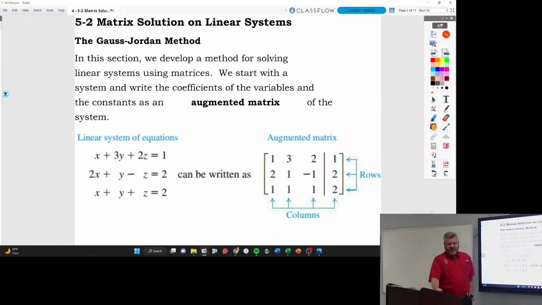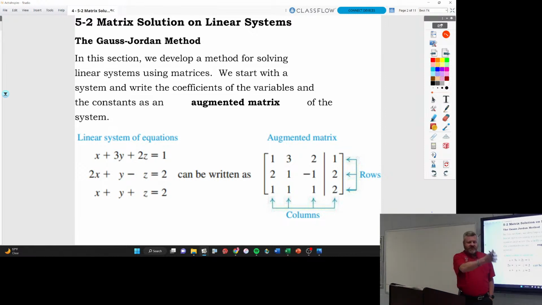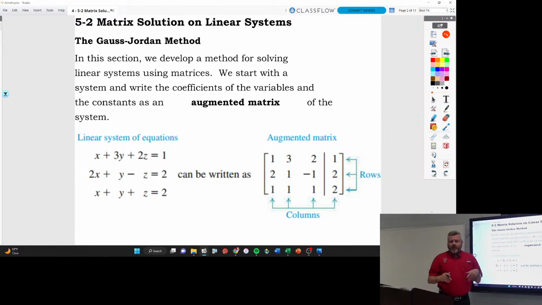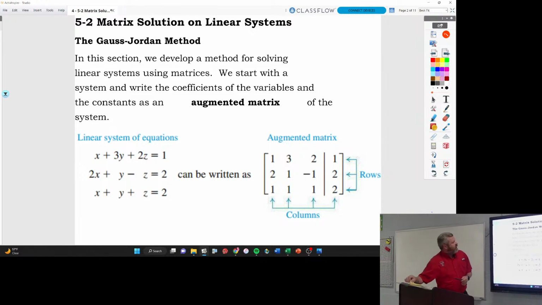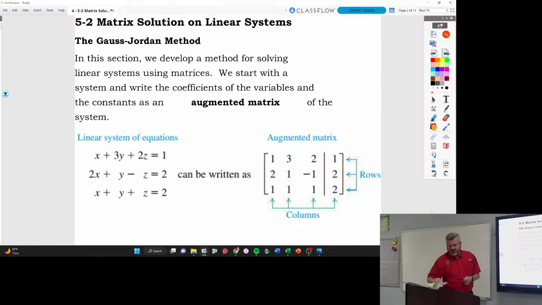And to use matrices, we will look at the equations, we'll write them and keep them in order, where x's and y's and z's are together and your constants are together. And then we'll look at the coefficients only, and we can manipulate rows of numbers in order to solve a system. So it says, in this system, we will develop a method for solving linear systems using matrices.